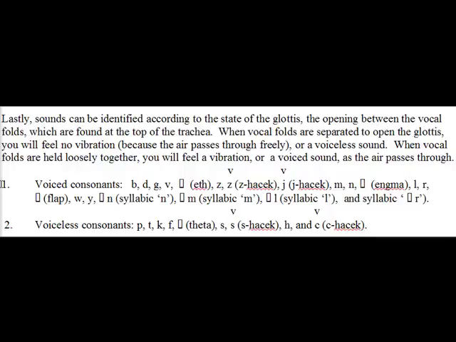The second type of consonants are what's called voiceless consonants. For example, the P, the T, K, F, the theta, the S hat check, which is the sh sound, the H, and the C hat check, which is the ch sound.